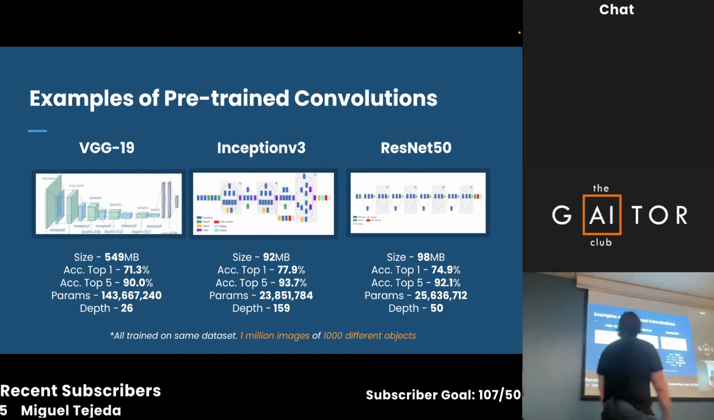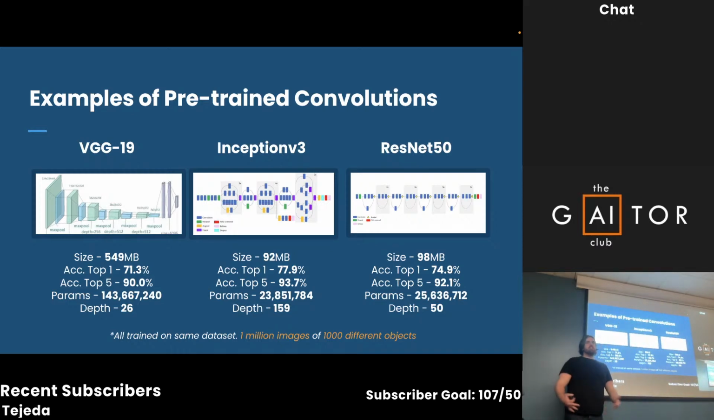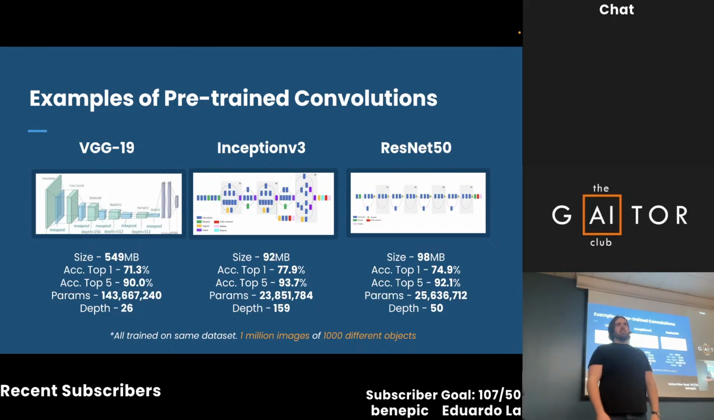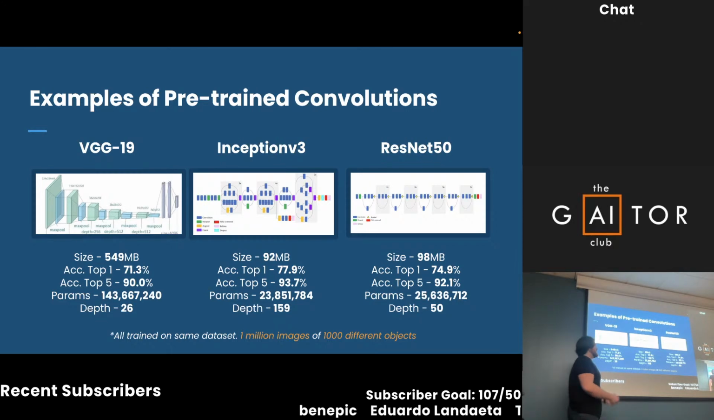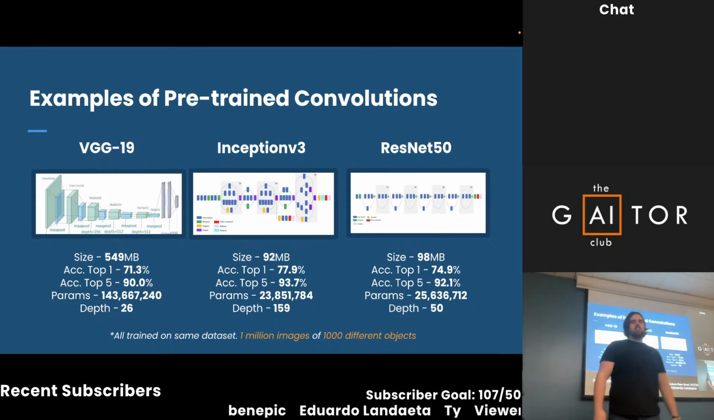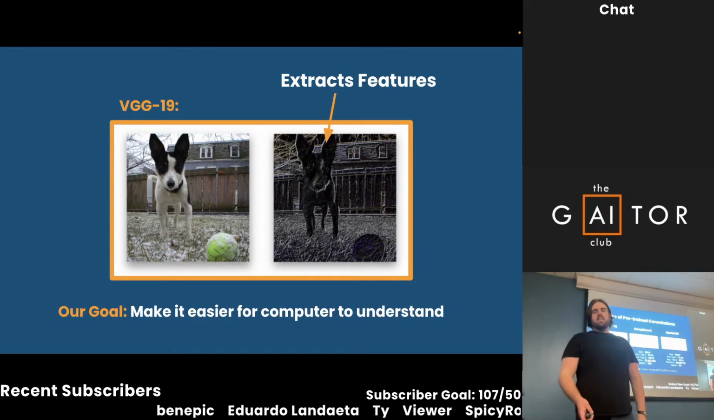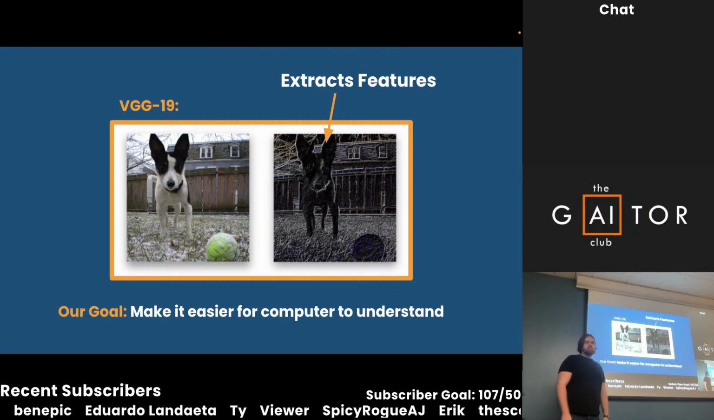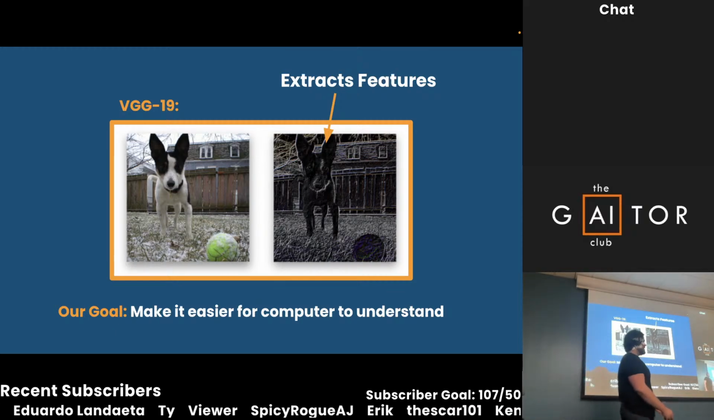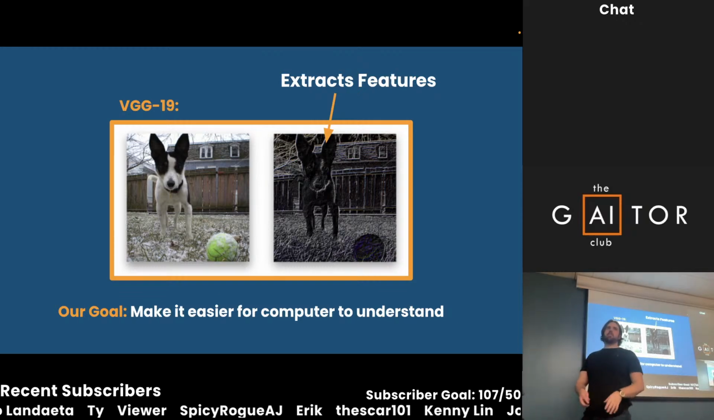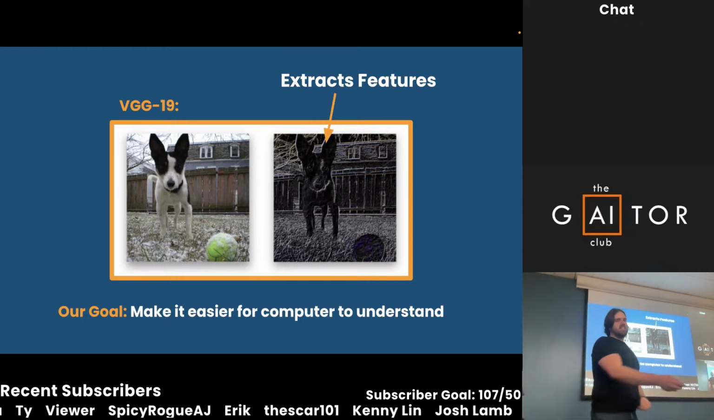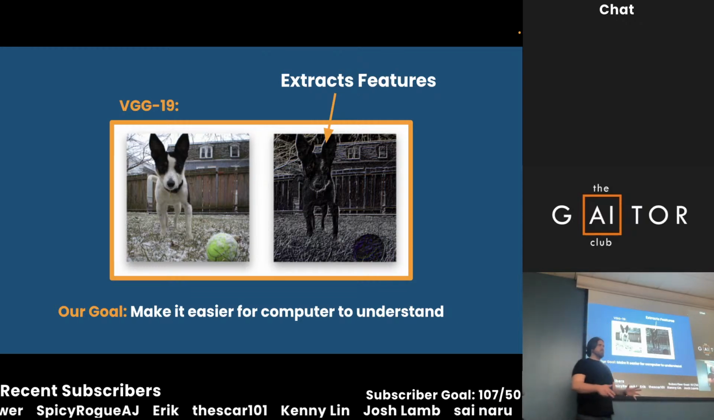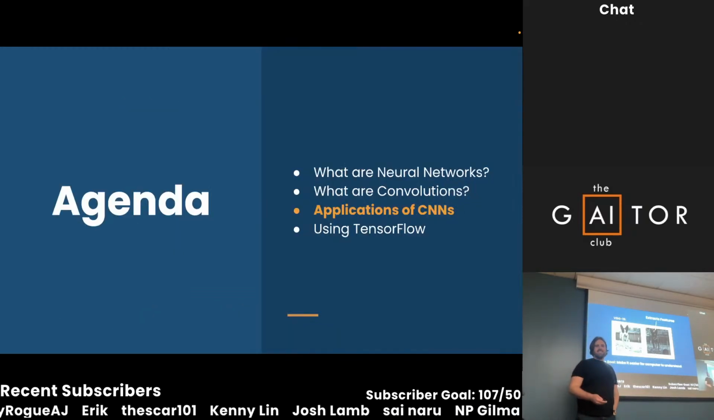But basically the idea is, if you don't want to train your convolutions, or you don't have enough computing power, you can just take these convolutions out as a pre-processing step and use them for your own model. Because they're already trained on 1,000 images, it sort of understands what most stuff is. So this is what VGG19 outputs for this image. Basically, our goal with convolutions is to make it easier for our computer to understand the image through a neural network. We're pre-processing the data and extracting the features, is the verb.